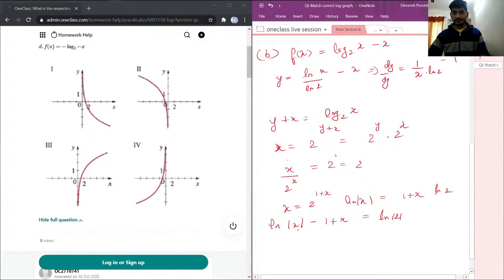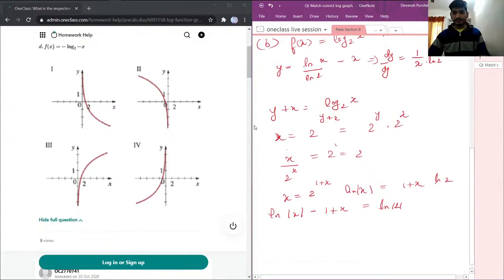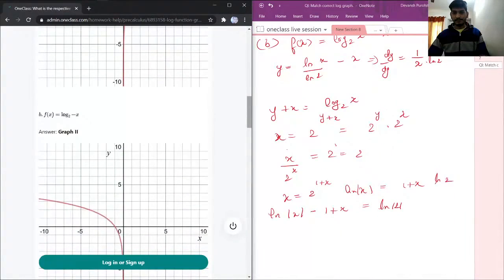I'll just put x as 1. If I put x as 1, log of a negative value is a math error. Okay. I'll just cross-check with the solution given by the junior tutor.